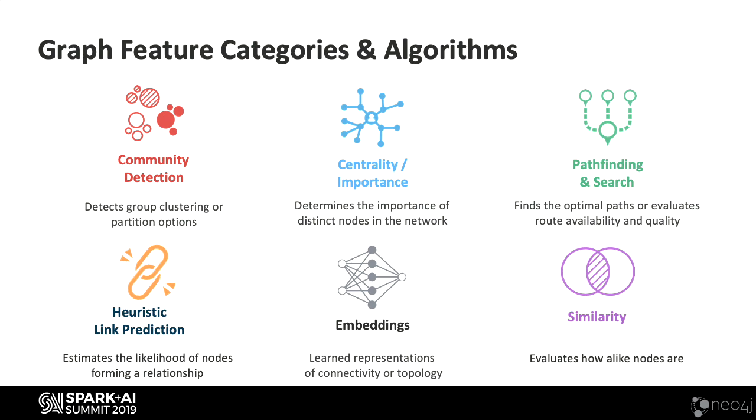Or looking at this starting node, what's the shortest path to any other node in the graph? Or can I access from this node to this other node? Optimal paths or route availability. You have heuristic link prediction, and I separate this out.